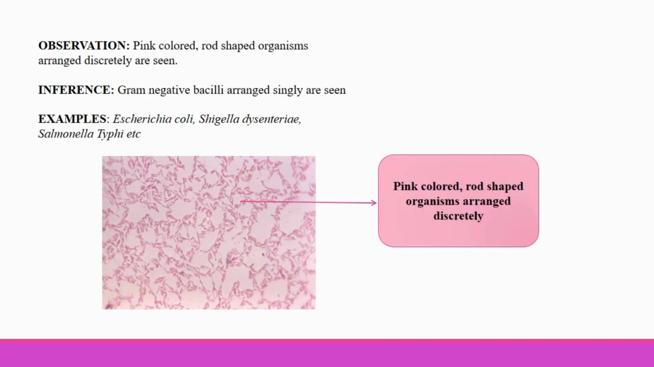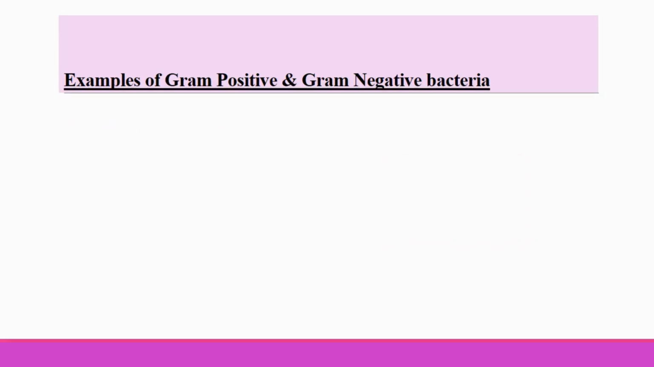So for the gram-negative bacteria, the observation is pink-colored rod-shaped organisms which are arranged discretely, and the inference will be gram-negative bacilli arranged singly. Examples will be Escherichia coli, Klebsiella pneumoniae, Shigella dysenteriae, Salmonella typhi, etc. So now here we are going to see the examples of various gram-positive and gram-negative bacteria.